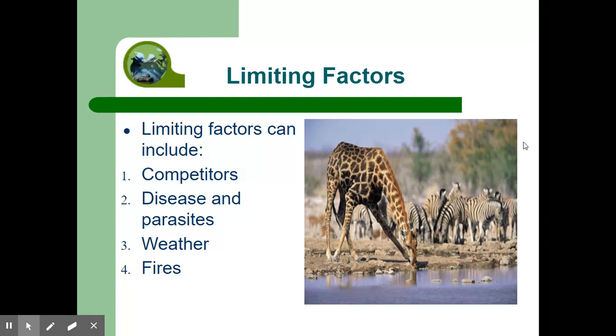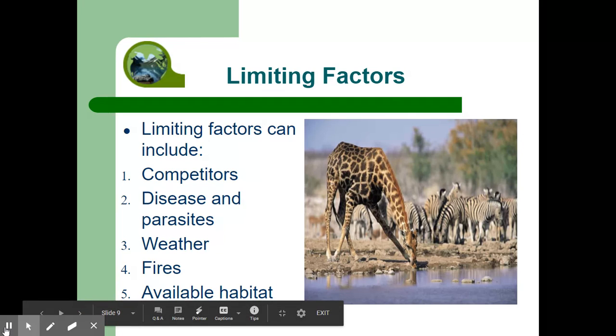Another thing is fires. There's natural fires that happen all over the world, and this really limits the population, because it can take out 2,000 mice in one night with a fire. And also available habitat. There might not be a safe habitat for a mouse to live, and that's why they are overrunning in the cities.